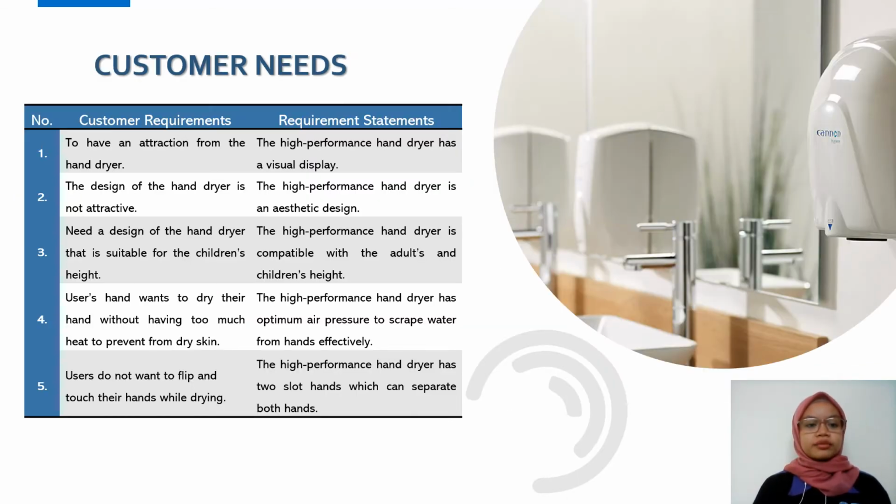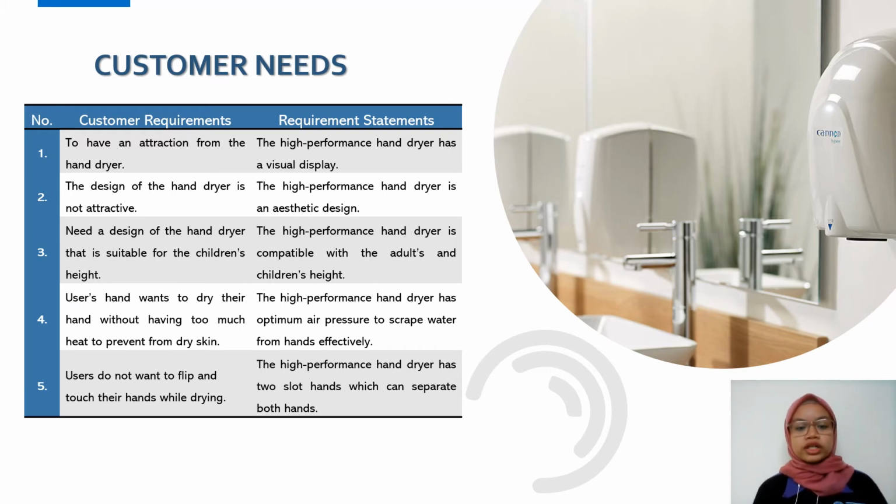Based on customers' needs, customers require an extraction from the hand dryers. They are complaining that the hand dryer is not attractive. They need a design of the hand dryer that is suitable for children's height. Then the users want to dry their hands without too much heat, to prevent dry skin. For the advantage, users do not want to flip and touch their hands while drying.